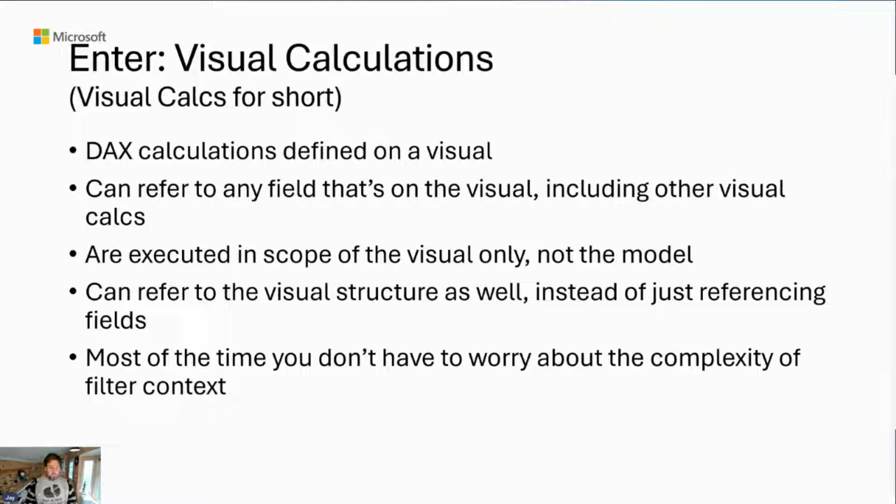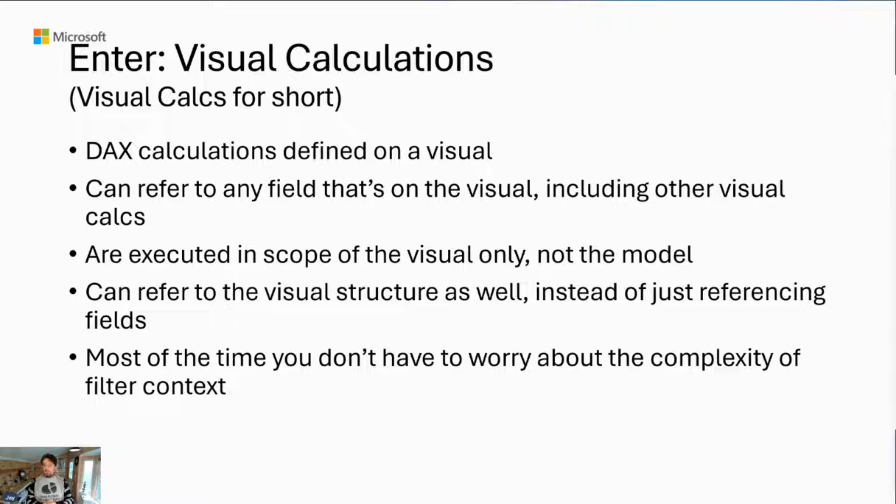Now, when you do that, you can refer to any field that's on the visual, including other visual calcs. This means you cannot refer back to the model. You can only refer to what's on the visual. So we give you a sandbox and you're inside this little sandbox. That might sound weird, but think about it. If we allowed you to reach back into the model from that sandbox, you would have to worry about filter context again.